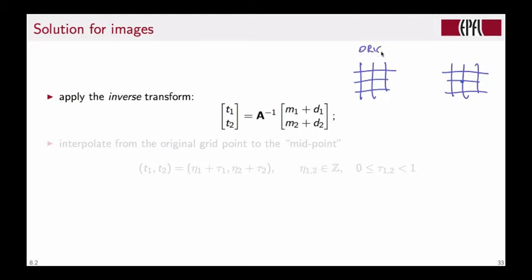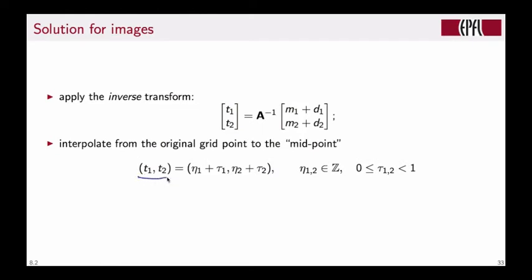So if this is the original image, and this is the transformed image, we take each point on the grid and we find the point it would come from with the inverse transform. Now, just like before, this point will not lie on the original grid. But here's the second step. This pair of coordinates that we found with the inverse transform, we will express as two integer coordinates, eta 1 and eta 2, plus two correction factors, tau 1 and tau 2, where tau 1 and tau 2 are strictly less than 1. So it is a subpixel correction factor.